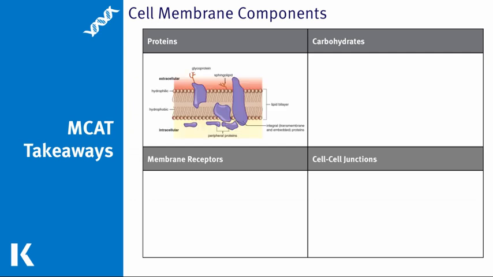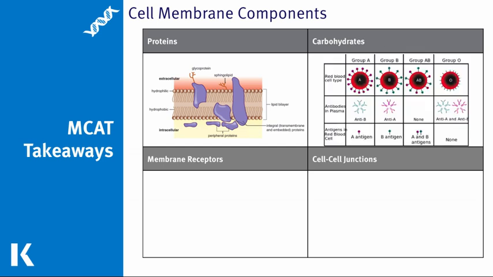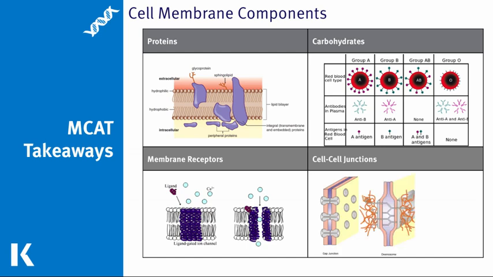Protein types include transmembrane, embedded, and peripheral. Carbohydrates are important for forming biofilms and for cell identification and messaging. Membrane receptors help control ion flow, and cell-to-cell junctions include gap junctions, desmosomes, and tight junctions, and all are important for cells' abilities to work together.